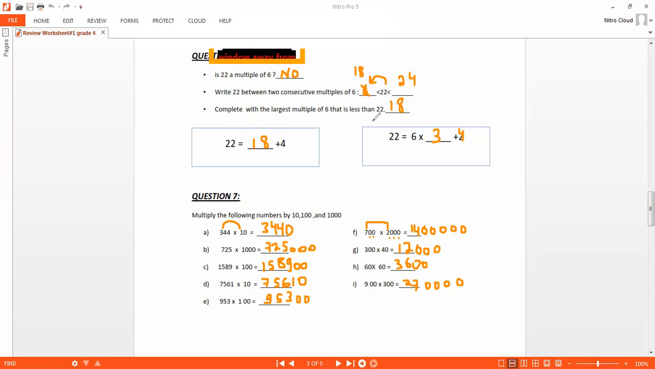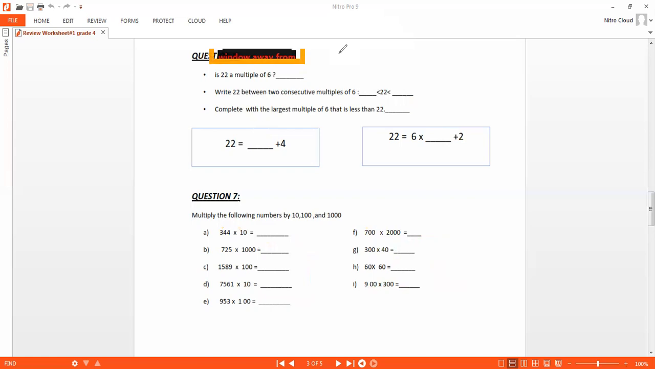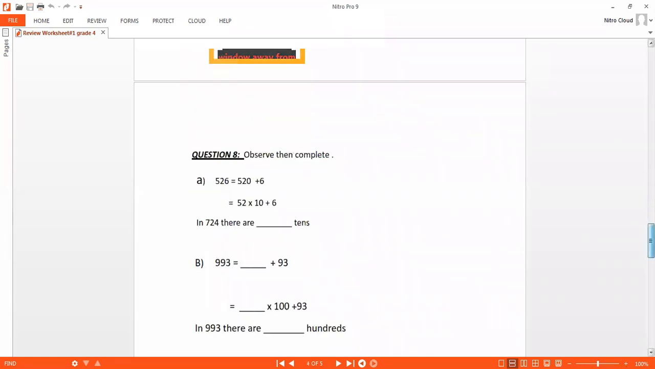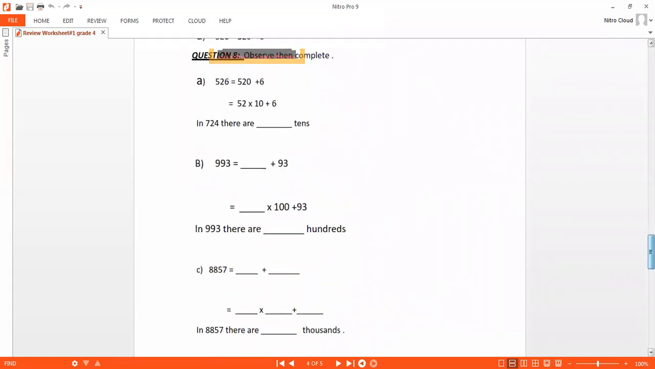So that was the easiest question in this worksheet, because you can do it mentally. Let us go now to question number 8. In question number 8, we need to decompose the numbers. So here we have 526. So 526 is written as 520 plus 6.